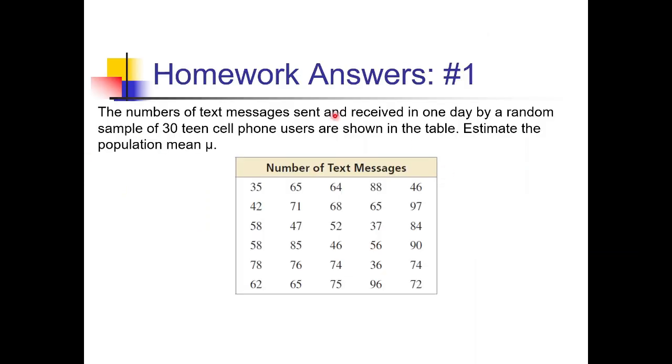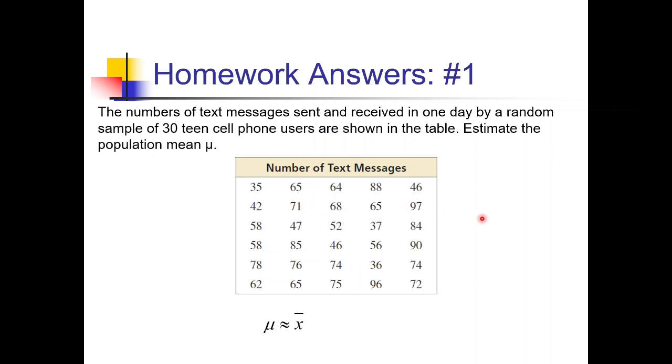For this problem, the number of text messages sent and received in one day by a random sample of 30 teen cell phone users is shown in this table. We want to estimate the population mean based off of this. So to estimate the population mean, we're going to find the mean of the sample, which we call x bar, just to symbolize it. So basically we just need to take the average of all these text messages and that'll give us the population mean approximation. So let me plug all these into Desmos.